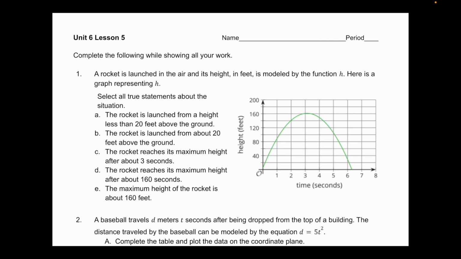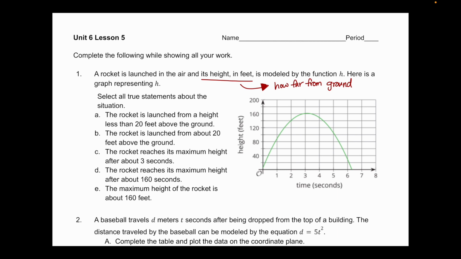A rocket is launched in the air, and its height in feet is modeled by the function h. You'll notice they said that it was the height, meaning that's how far it is off the ground. Whenever you talk about your own height, you're talking about how far the top of your head is from the ground. So this is not necessarily how far it's fallen, but how far it is from the ground. Okay, so here is a graph representing h, which is the function.